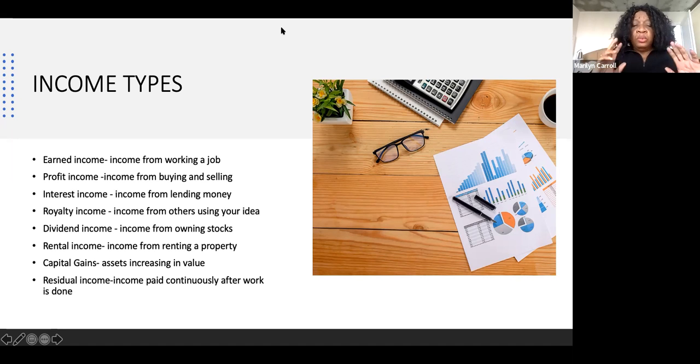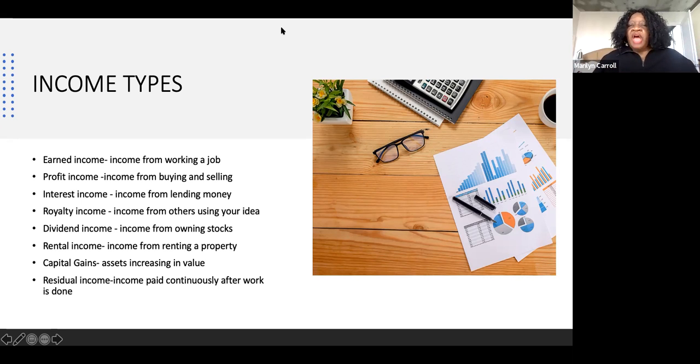And then there's royalty income. That's income from others using your idea. I get royalty income on a quarterly basis, sometimes monthly, from the books I've written. So I bring in that royalty income to help me with whatever. It's an additional income. I produce it once, and once people start using or buying it, I start to get royalties from that.